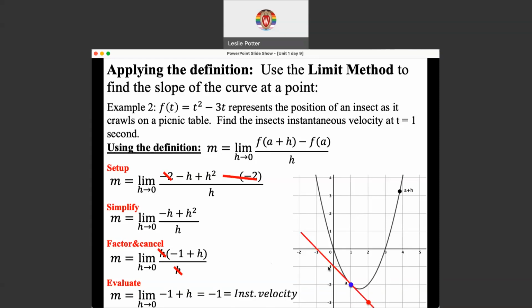So the slope of this line represents the instantaneous velocity of the bug. It's traveling to the left at this point, right? We said it was traveling away from us. It's traveling to the left at 1 meter per second. I'm just making up units now. But that's when the time is equal to 1 second. So this limit method is really going to be our meat and potatoes here, because we need to start talking about instantaneous values.